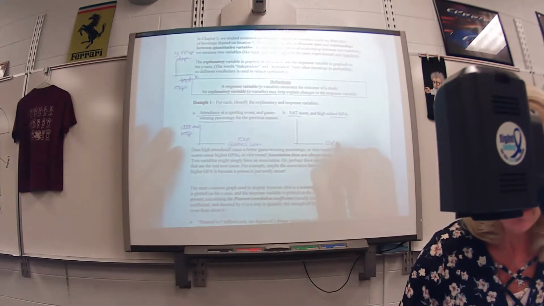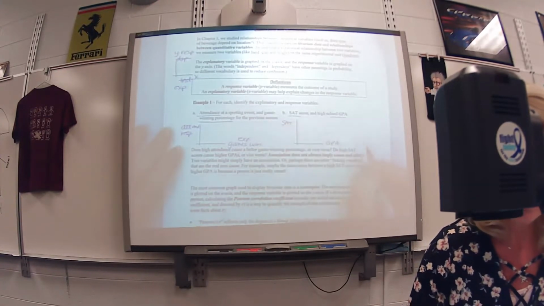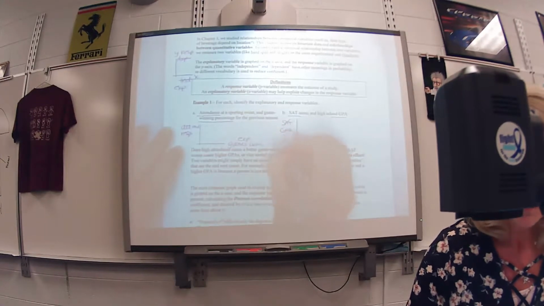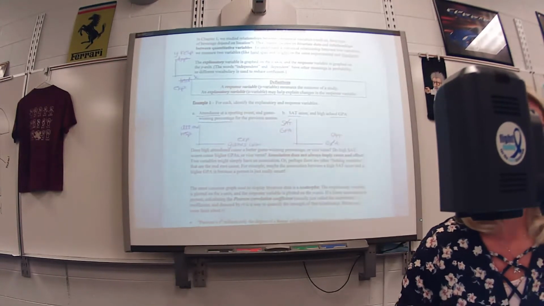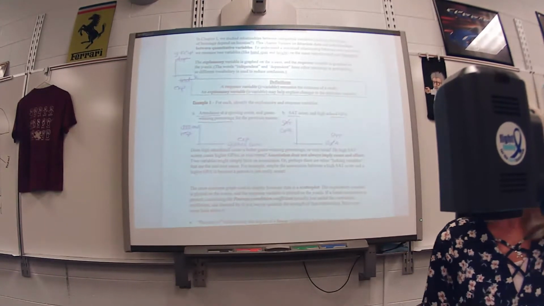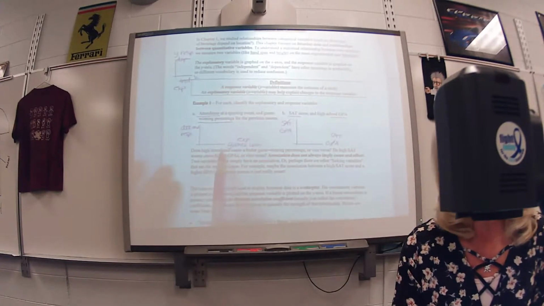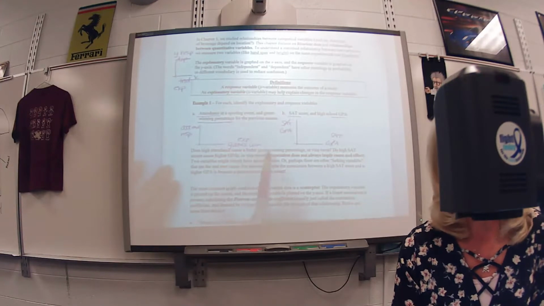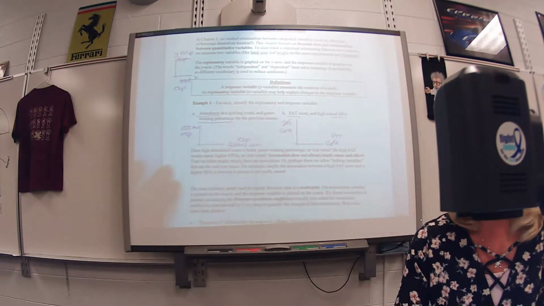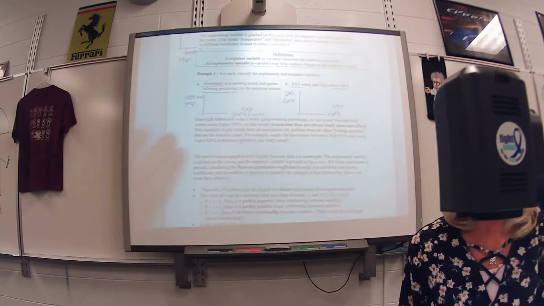Okay, so in this situation, if you were to set this up, you would end up saying, well, should I put GPA down here and SAT here, or should I reverse it? And the answer is, it might not matter. Okay, it might not matter, and that's what this paragraph is talking about. Does high attendance cause a better game-winning percentage or vice versa? Do high SAT scores cause higher GPAs or vice versa?